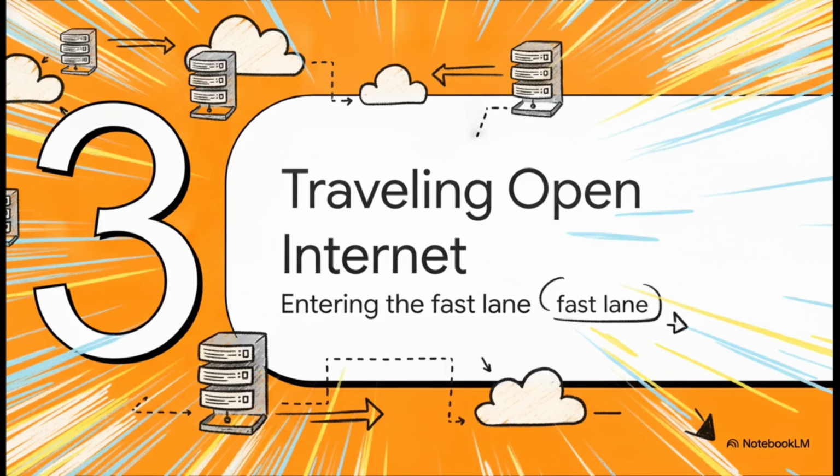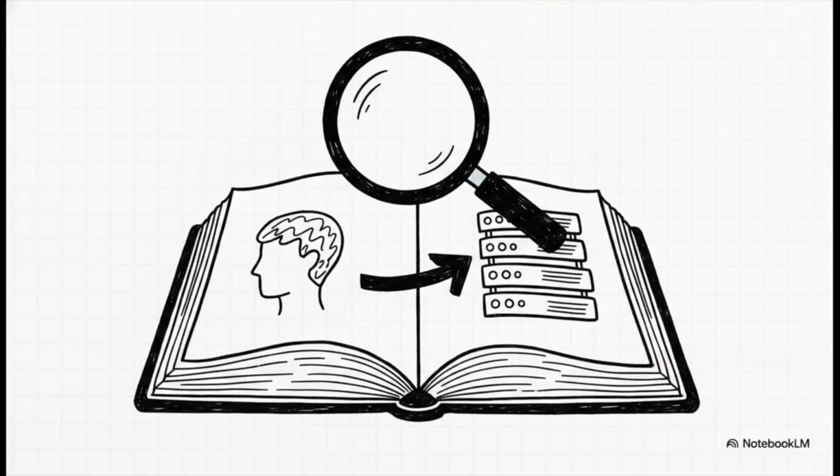All right, our data hero has successfully escaped the local network. We are now officially entering Phase 3, traveling the open internet. This is where things get seriously fast. Let's say you typed a name into your browser, like algoinsight.io.